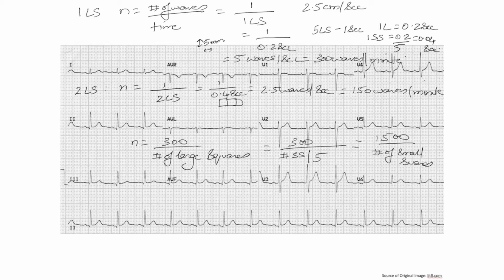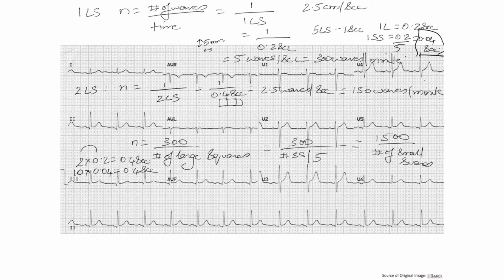Also, if you had to estimate the duration of a certain wave, let's say a wave goes like so, you can easily estimate the duration by counting the number of large squares and multiplying that by 0.2 seconds. In this case, it's going to be 2 large squares times 0.2 equals 0.4 seconds. Another option would be counting the number of small squares. In this case, there are 10 small squares, and as we know from earlier, each small square is 0.04 seconds. So you multiply that by 10 and you end up with the same 0.4 seconds.